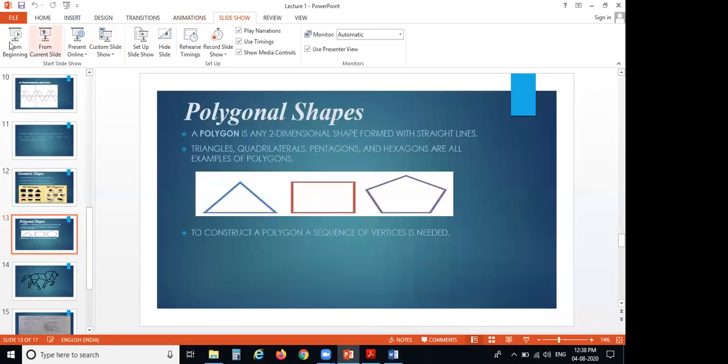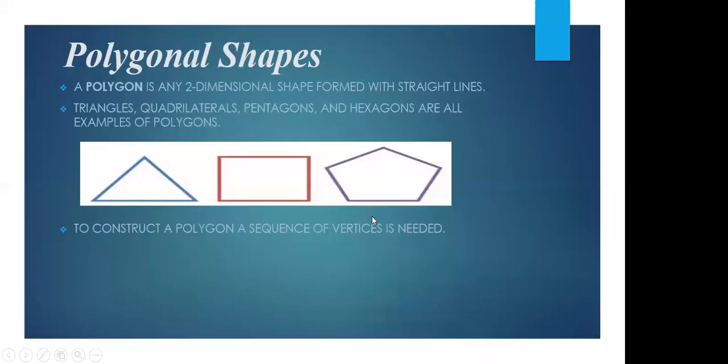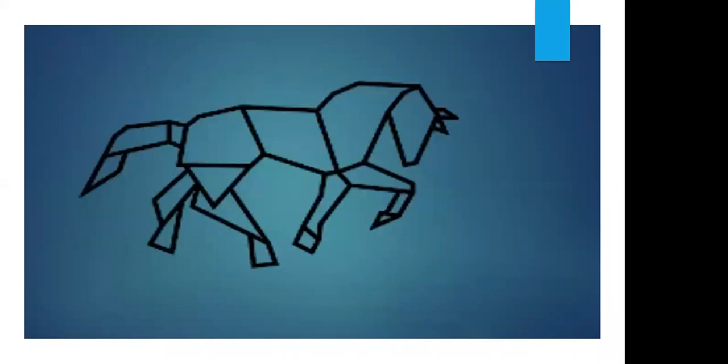Okay. So you understand what polygonal shapes are. Then see this example. This is the horse image, which is created from polygonal shapes. Here you can see there are only 2D coordinates. And by using those coordinates or polygonal shapes, this horse image is created.